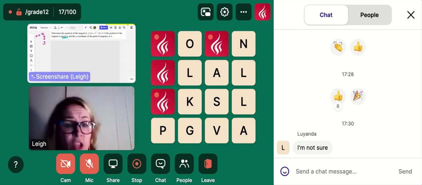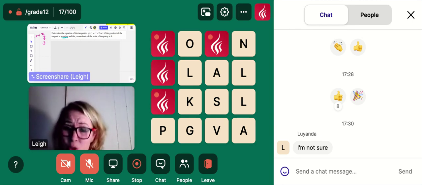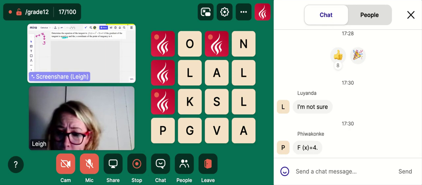You're not sure. Well, then it's a good thing that we asked this question. That's fine. Nothing wrong with that. Is there anybody else who thinks that they would know what to do with a 4, where they would put it, where they would substitute it? Quite right, Piwa Konke, f of x is equal to 4, all right?